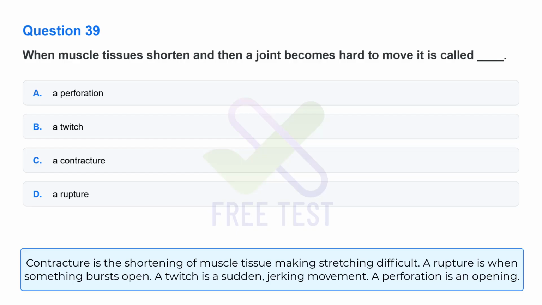The correct answer is C. A contracture. Contracture is the shortening of muscle tissue, making stretching difficult. A rupture is when something bursts open. A twitch is a sudden, jerking movement. A perforation is an opening.